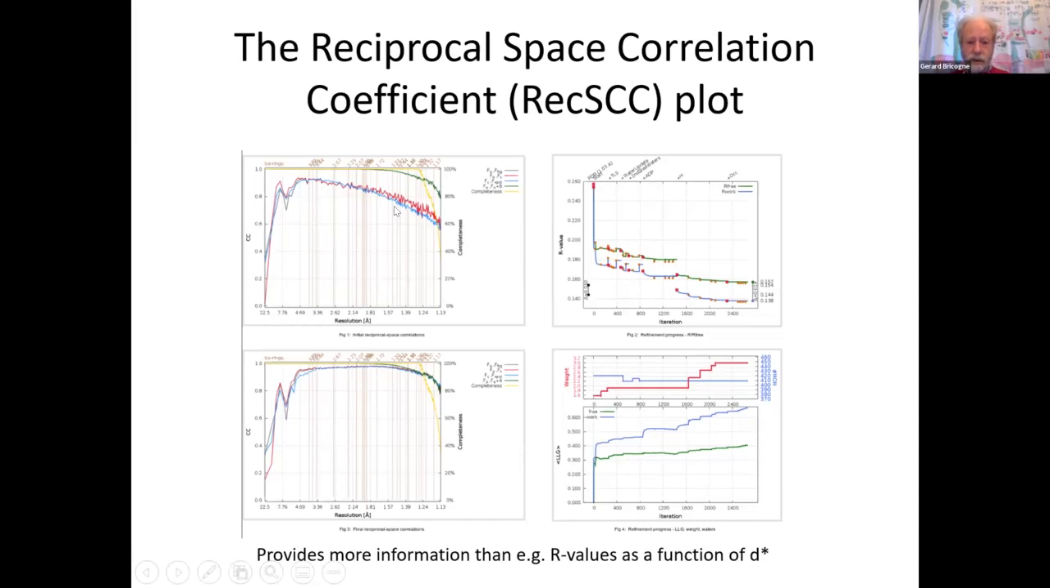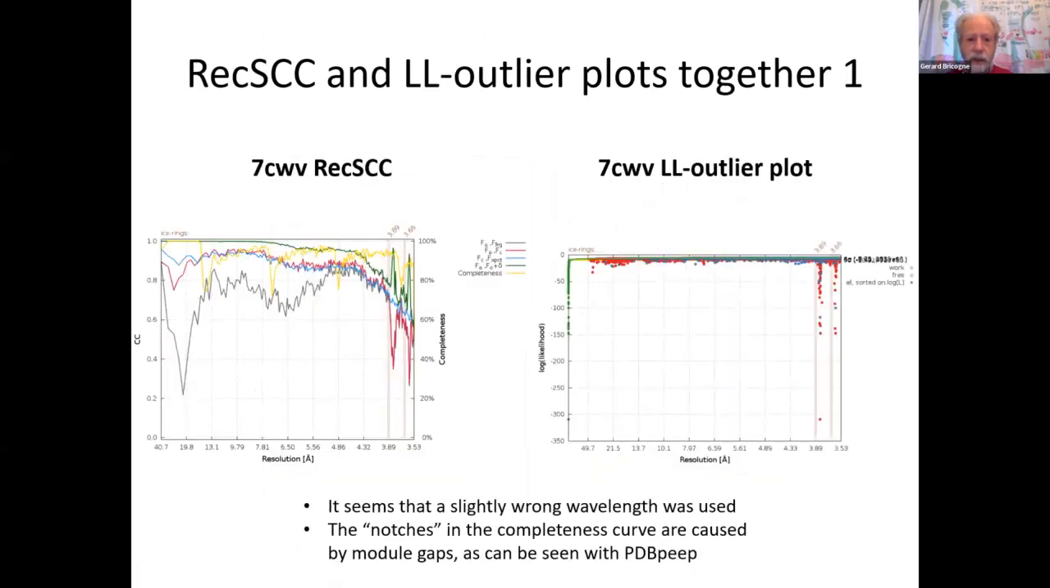The interesting thing is that it tells you more than R values. R values, in a sense, are contained in correlations, but it can give you a lot more information, especially the adequacy of the weighting by prediction variance. So let's look at a few examples.